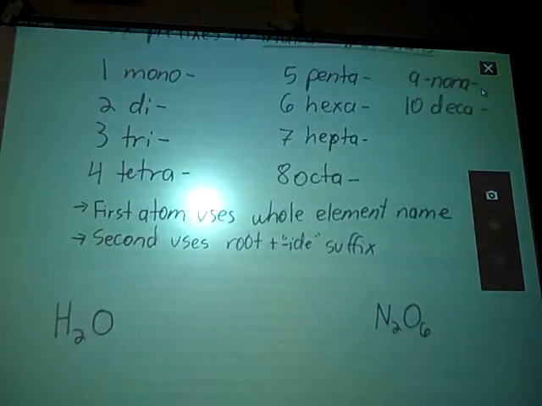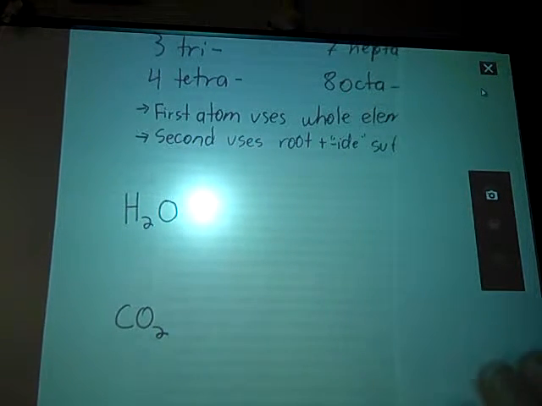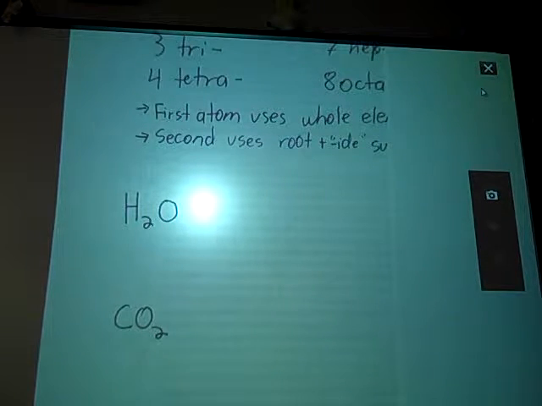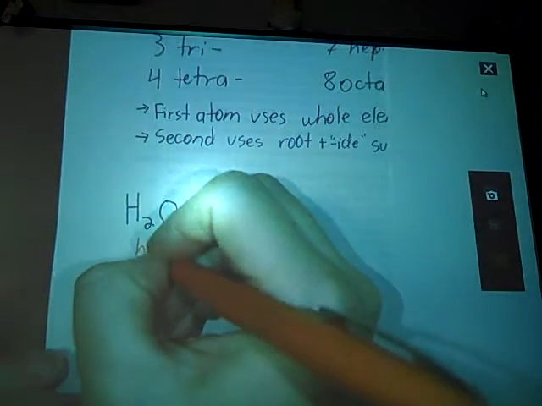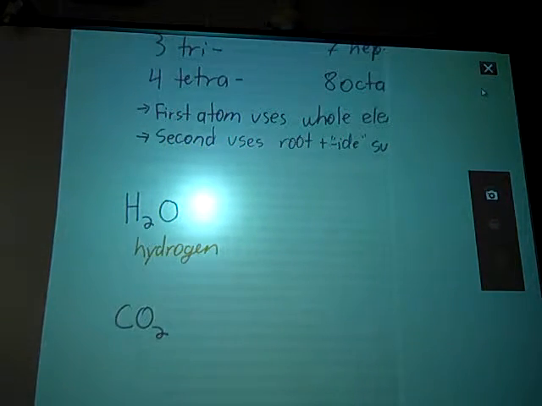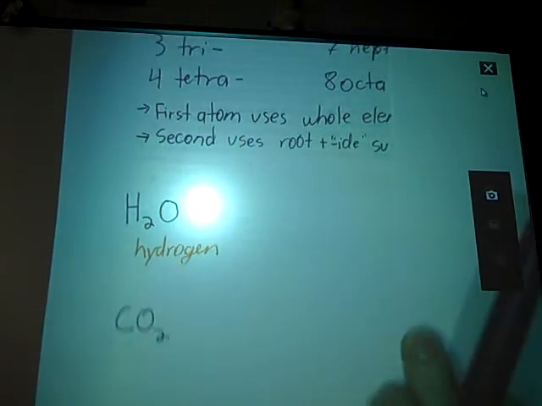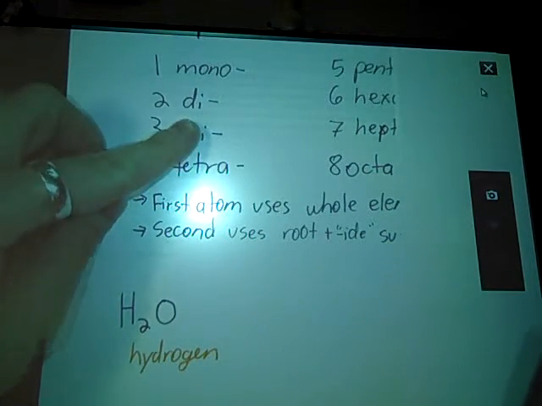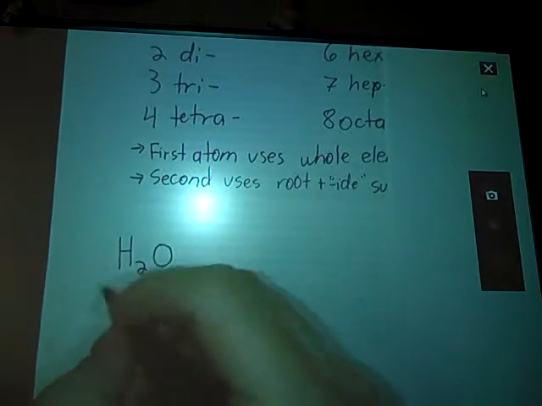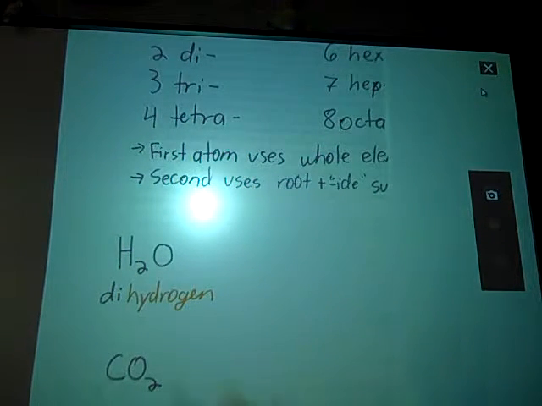So let's start off over here on the left side. Let's start off with H2O, our buddy water. Everybody knows water, but let's talk about the chemical name for water. This first element here, the H, is hydrogen. For our first element, we use the entire element name plus whatever prefix we might need. I have 2 hydrogens. If we look up at our chart, we find out that the prefix for 2 is di. So this is dihydrogen.